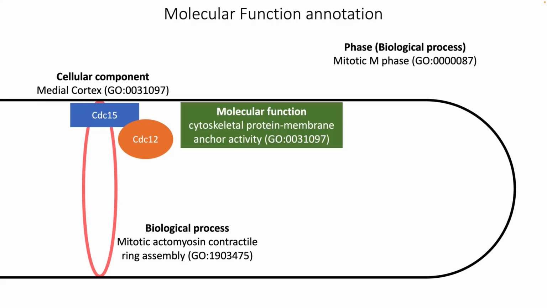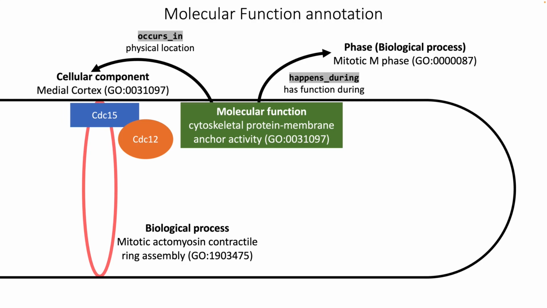We can capture part of this model by making a GO annotation saying that CDC15 has the molecular function cytoskeleton protein membrane anchor activity. We can provide further details through annotation extensions that link the molecular function to other entities. For instance, this molecular function happens during the phase mitotic M phase, and it occurs in the cellular component medial cortex. It also is involved in the biological process mitotic actomyosin contractile ring assembly.